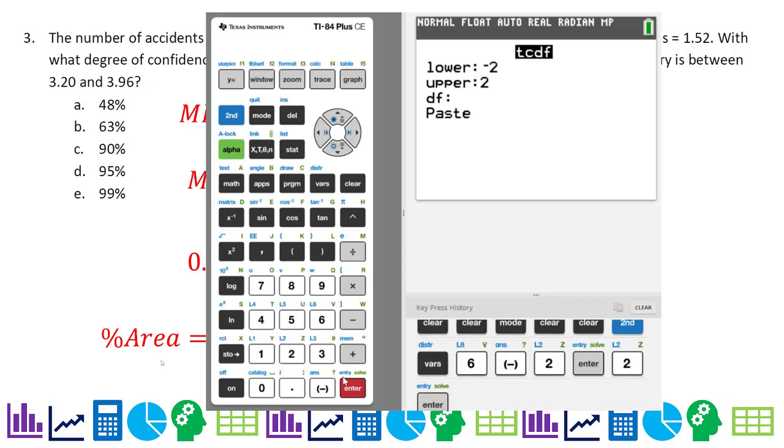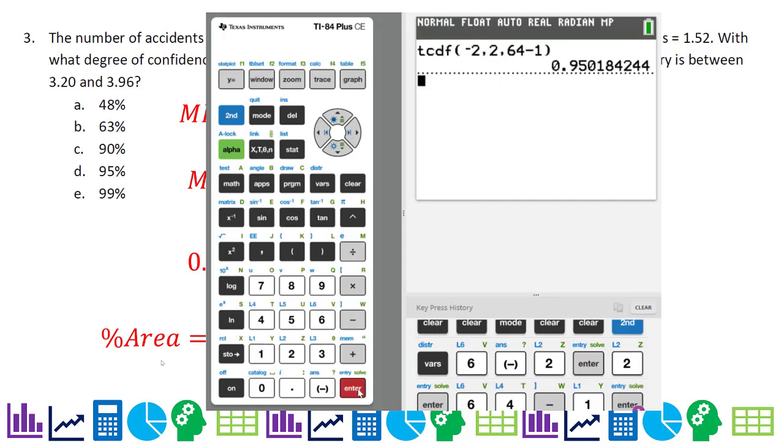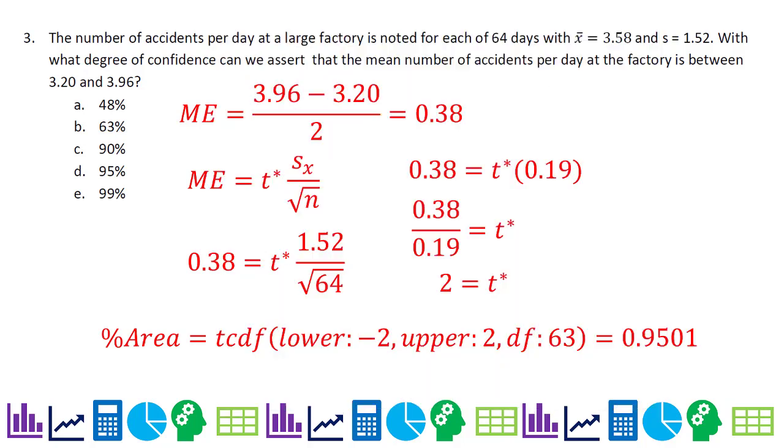And then we have 64 days, so we're going to go 64 minus 1. I think that'll work. We'll find out. I could put 63 in there, and let's hit calculate, and voila. So we find out that our area is 0.9501, or this is a 95% confidence level. So we select 95% confidence level, and there you go.